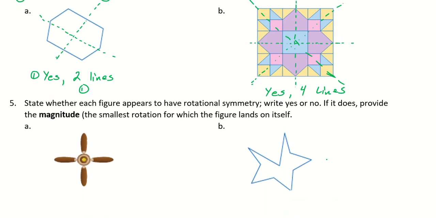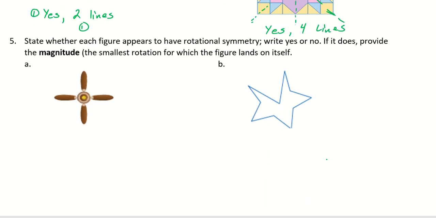All right. On number 5, we see that we are looking at each figure and we're trying to determine if there is rotational symmetry. If yes, awesome. If so, we're going to provide the magnitude, which is a new vocab that I'm sneaking in here, but it is just the smallest rotation for which the figure lands on itself.